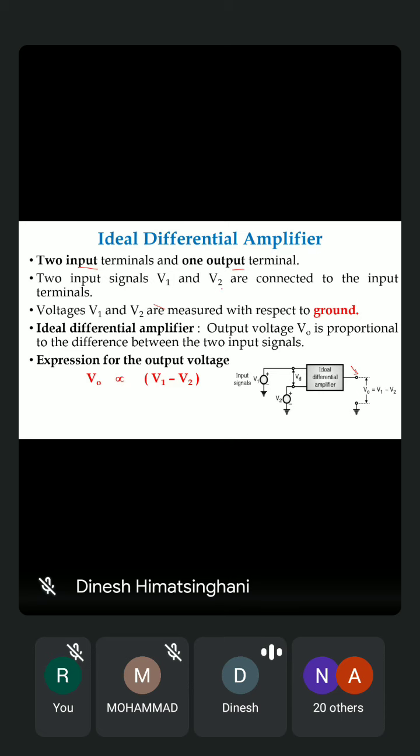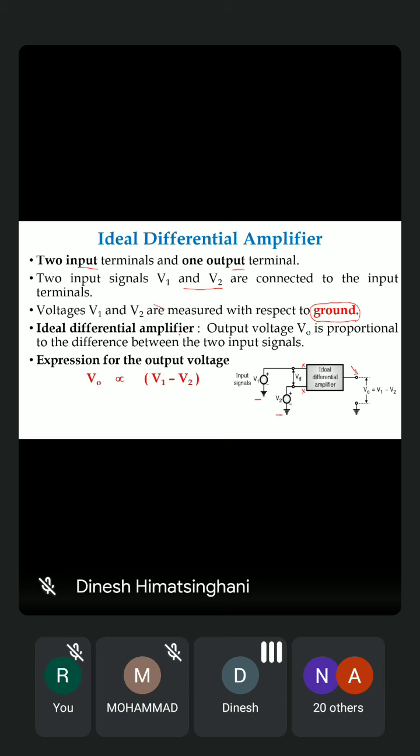V1 and V2 are connected to the input terminals. This is one input terminal. This is the other input terminal of the differential amplifier. Both these voltages are measured with respect to ground. Check this. This is with respect to ground. So both voltages V1 and V2 are measured with respect to ground.